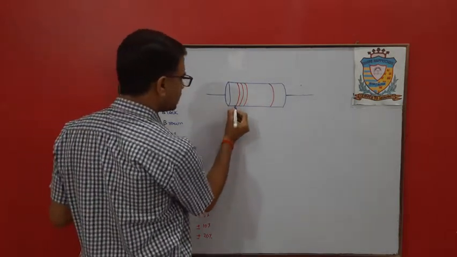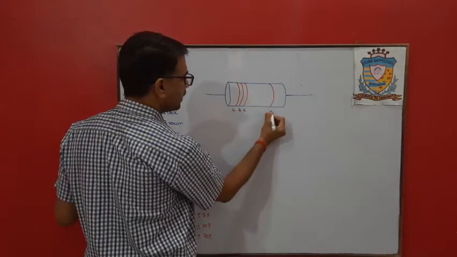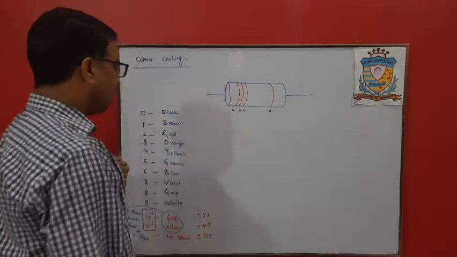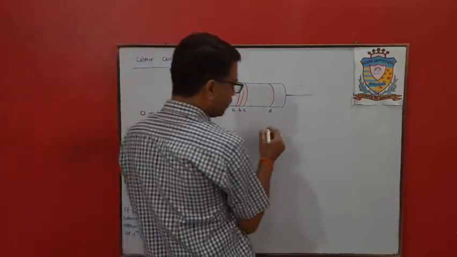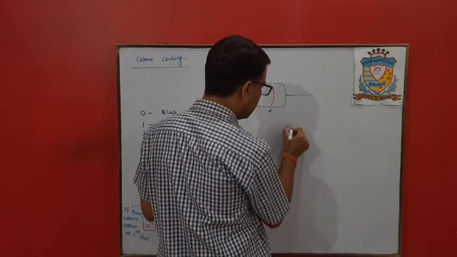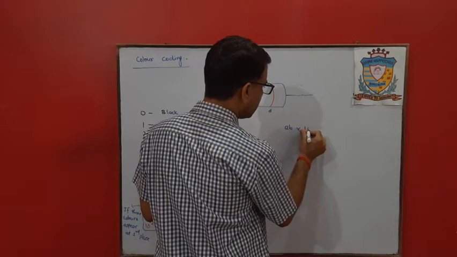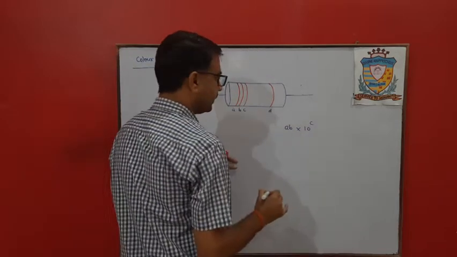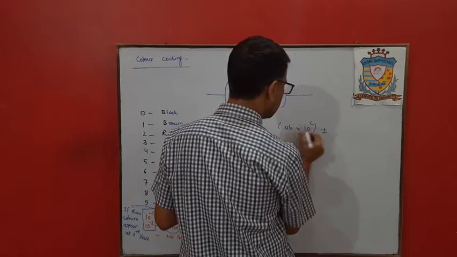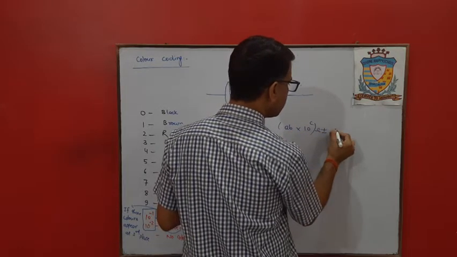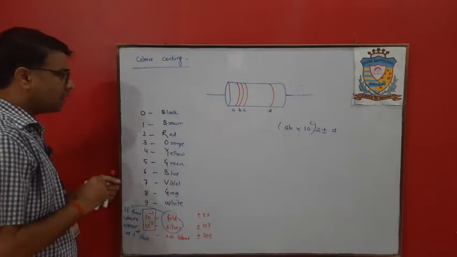Now, let this one be A, second is B, third is C and this is D. Now, how will we write the value for any color? It should be AB into 10 to the power C, plus minus this much of ohm, and plus minus D. Clear?